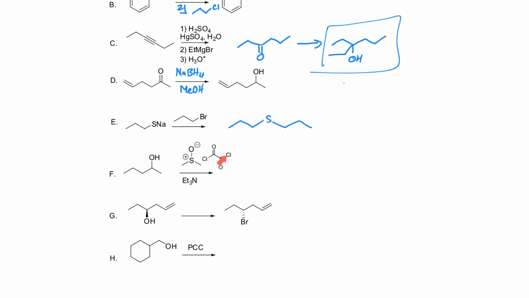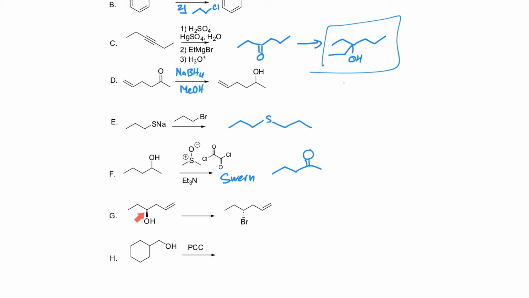For F, we've got this mixture of products. Some students confused this with TMS chloride. I can sort of understand why you might have done that, but this is the Swern oxidation conditions. It was mentioned in the notes in the problem set. So really all you had to do here was basically treat it like it was PCC. It does the same thing. We're just going to oxidize that alcohol to a ketone.